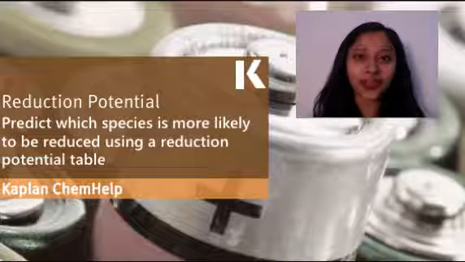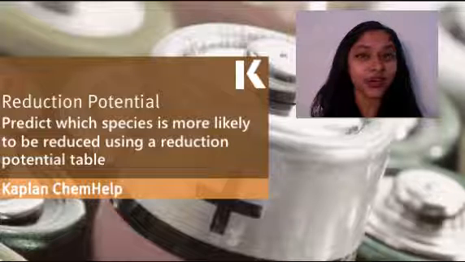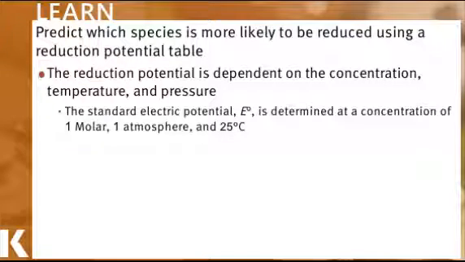In this video on reduction potentials, you are going to learn how to predict which species is more likely to be reduced using reduction potential tables. This is an important skill because when you're called upon to write a full balanced equation including both the oxidation half reaction and the reduction half reaction, rather than being told what is being oxidized and reduced, you will be expected to determine that using a reduction potential table.